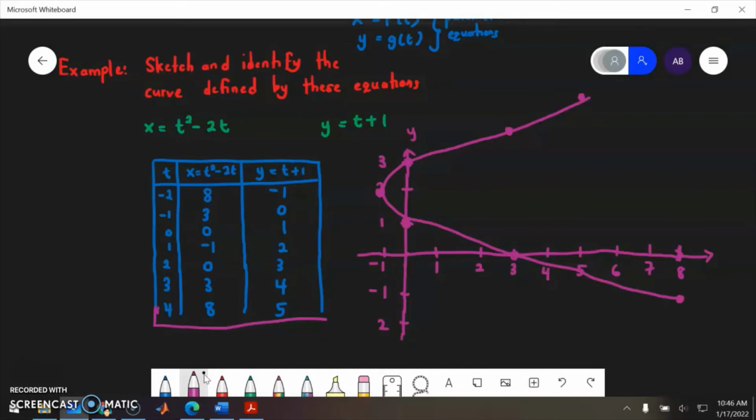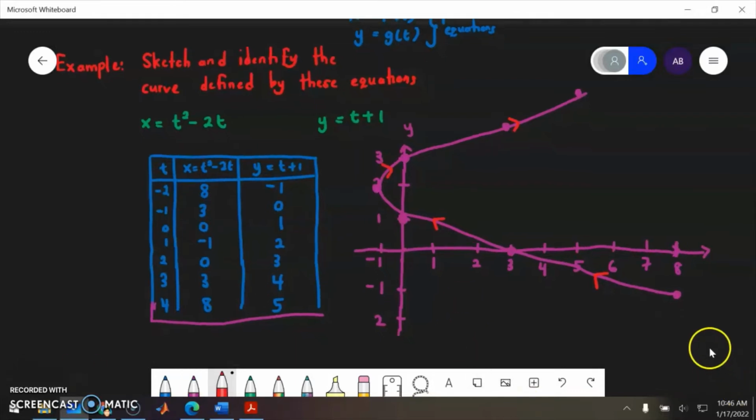So a particle whose position is given by the parametric equation moves along the direction. Start from here, here, here, here, along the curve in the direction of the arrows as t increases. Okay.